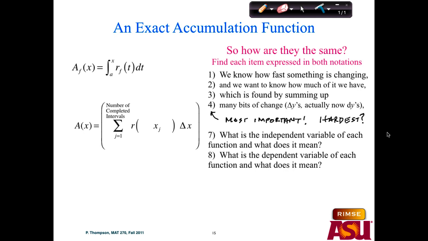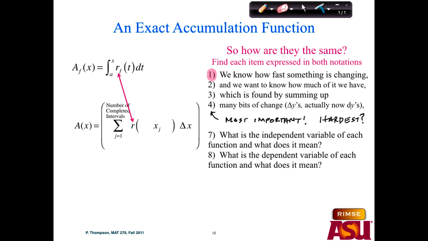Okay, we know how fast something is changing. Where do you see that in the first expression? Rf of t, I heard some people say. And the second expression? R of x, right? Good. So here, the exact rate function, or the approximate rate function in the second one. That's how fast something's changing.